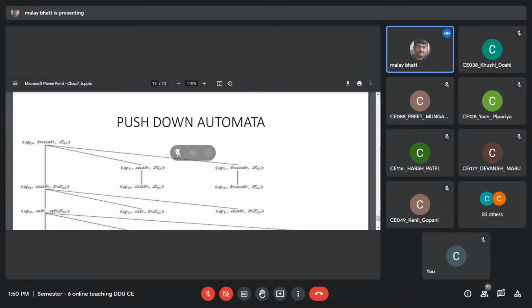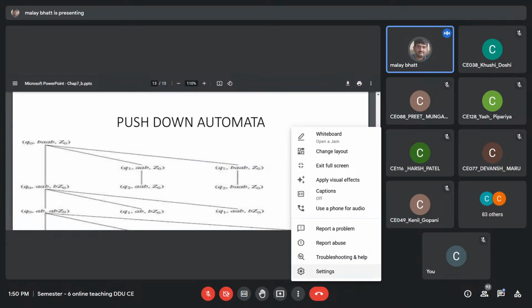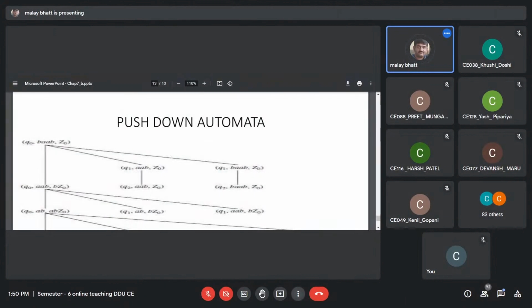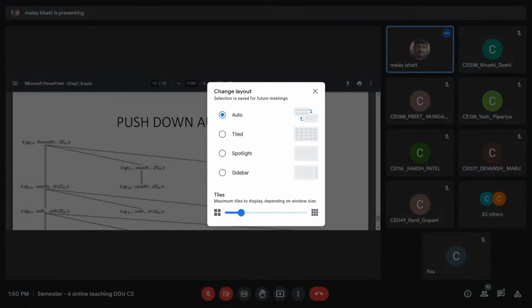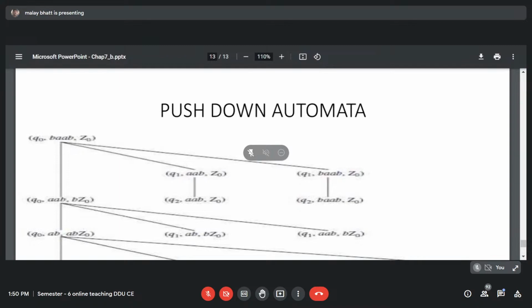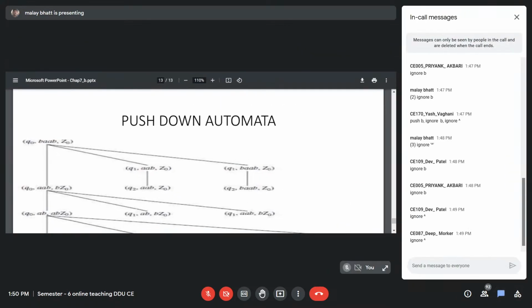Similarly, the third branch, the rightmost branch, Q1 null Z0, will give us Q2 AAB Z0. So it will also crash because we have not consumed the input. So only the leftmost branch will survive. Is it clear? Only the leftmost branch will survive here, and we have to explore that branch. So now can anyone tell what we are doing in level 2 in the leftmost branch?